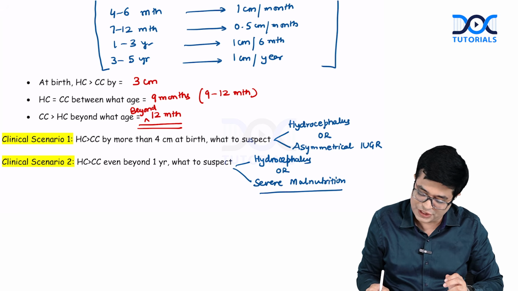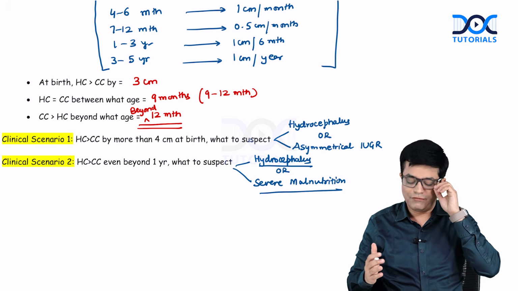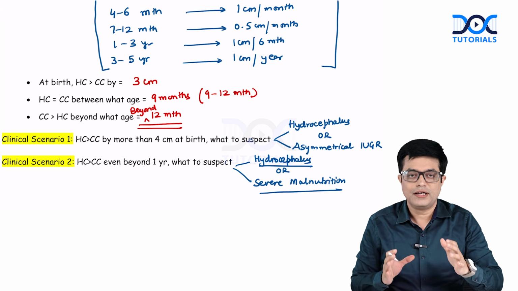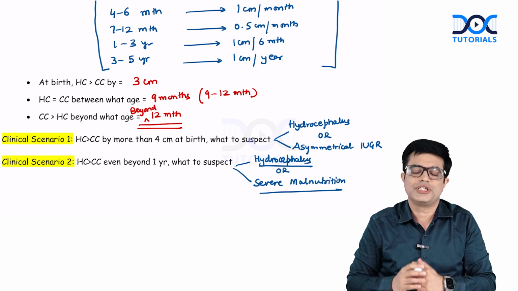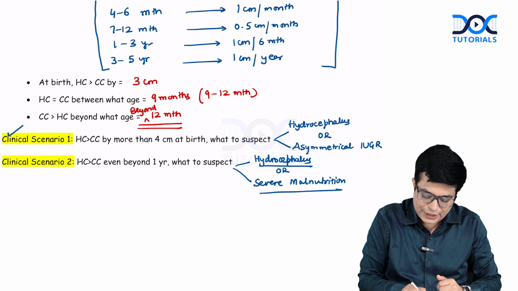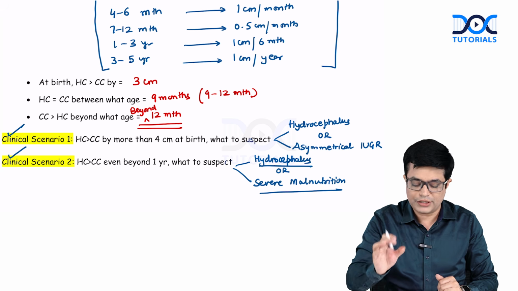So these marasmic children, due to severe wasting, you will find that these patients have a very shrunken chest circumference, and so the head will still be bigger compared to the chest circumference. So these are the two scenarios which can be asked in your entrance exam.